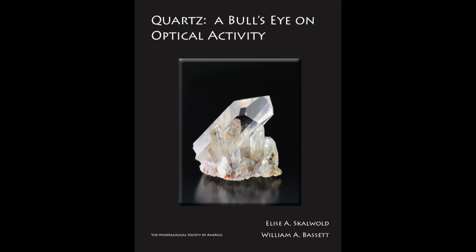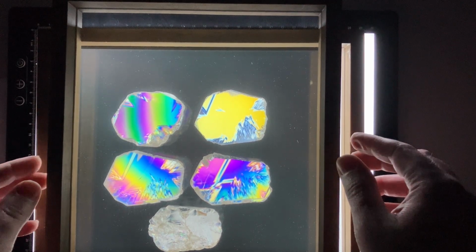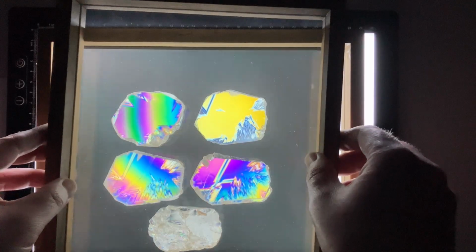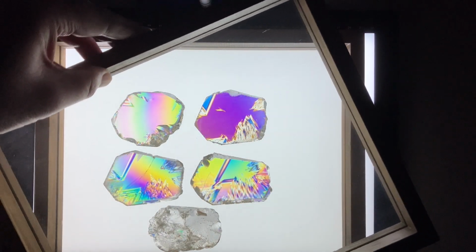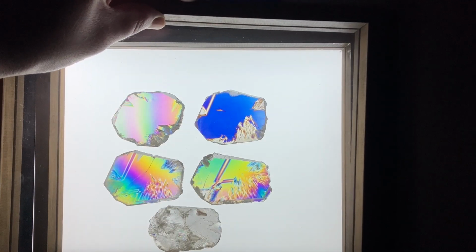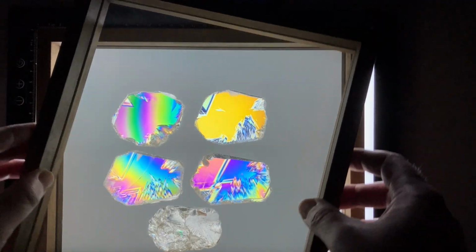What we're going to do is rotate our upper polarizer here. So we're going to rotate the polarizer in a clockwise fashion, and I want you to pay attention to how the colors shift in our quartz crystals. The sequence of color change here is telling us something about those spiral staircases going through our quartz.